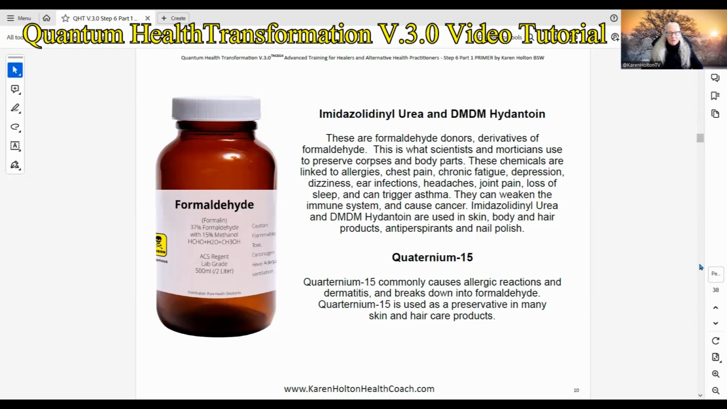Oh boy, these are big words here. Imidazolidinyl urea. Oh my God, I'm butchering these words.